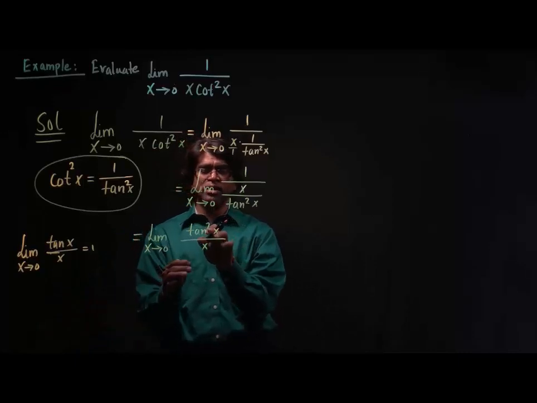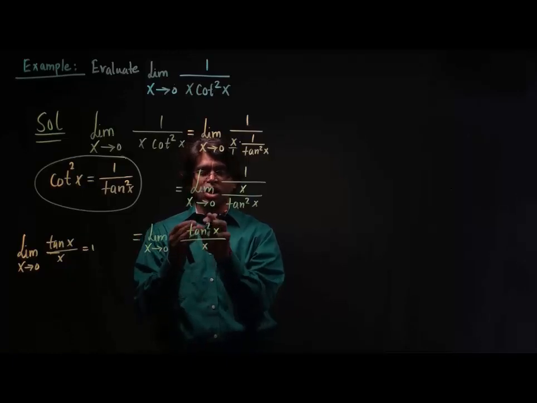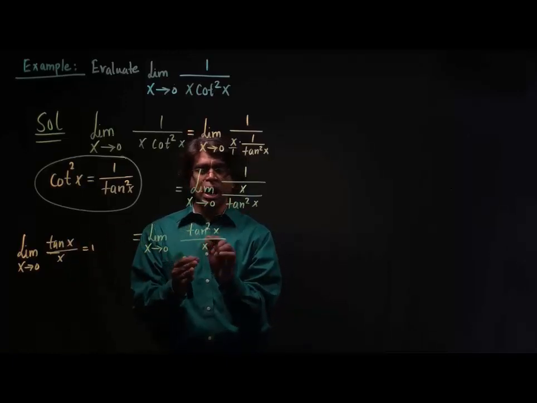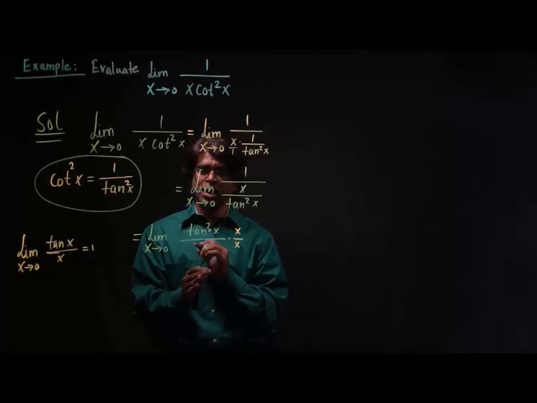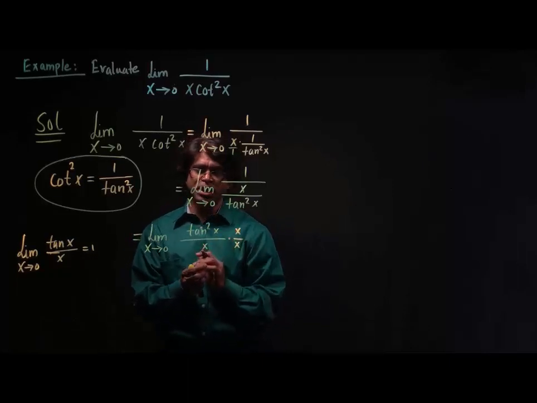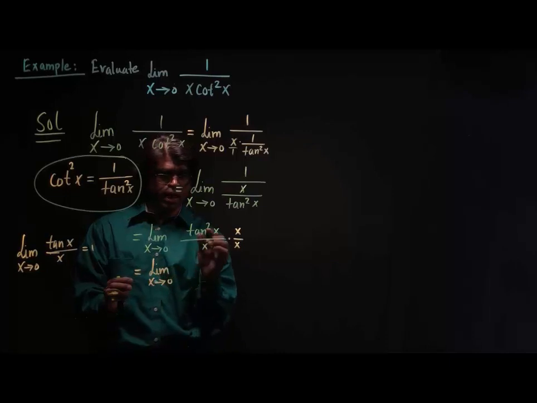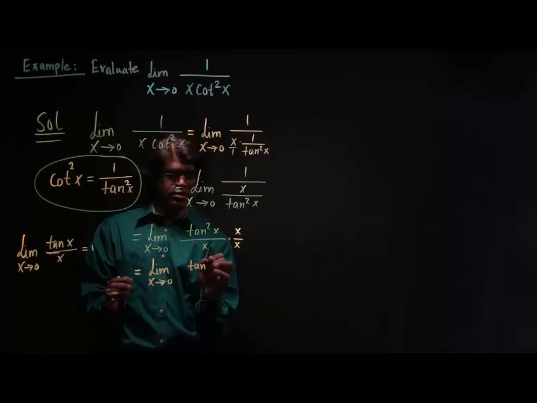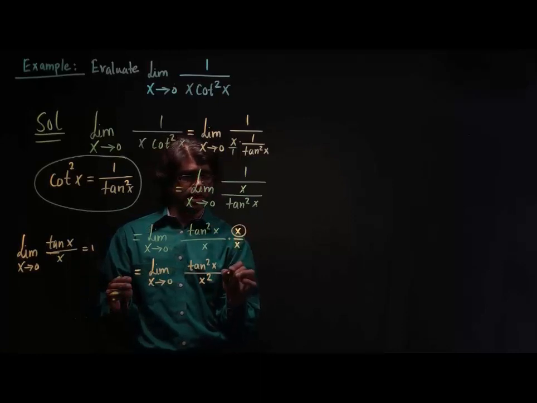If you look closely at this function, I have tangent square x over x. So basically, in order to use this formula, I need to multiply numerator and denominator by x. So I'm multiplying numerator and denominator by x, and if I do that, I will write my limit as limit x tends to 0, tangent square x over x times x is x squared, and the term at the numerator will be times x over 1.